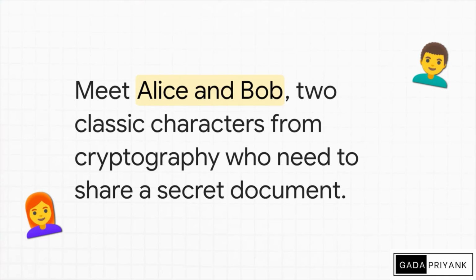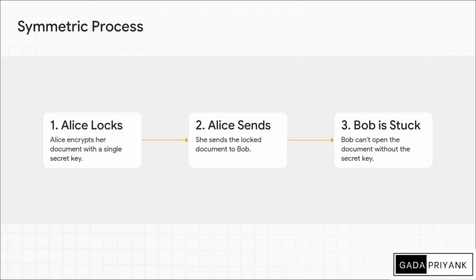Okay, let's meet our heroes for today. In the world of cryptography, we almost always talk about two people, Alice and Bob. Simple enough, right? So Alice has a secret she needs to share with Bob, and she wants to make sure nobody else can get a peek. So using the old method, symmetric encryption, Alice takes her document and locks it with a secret key. Then she sends that locked document over to Bob. But here's the catch. Bob gets the file and he's stuck. He can't open it. Why? Because he doesn't have the exact same key that Alice used to lock it.